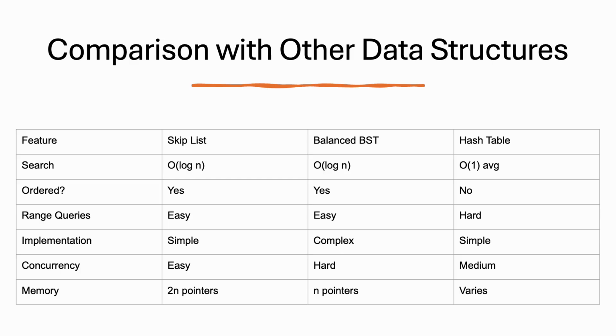Skip lists and balanced trees maintain ordered data, making range queries easy. If we need all the values between 10 and 50, just traverse from 10 to 50. Hash tables don't maintain order, so range queries are really difficult. Skip lists are simple, with no complex rotation logic. Balanced BSTs, or binary search trees, have complex rotation algorithms. Hash tables are relatively simple but require good hash functions.